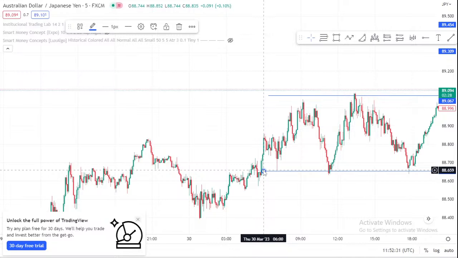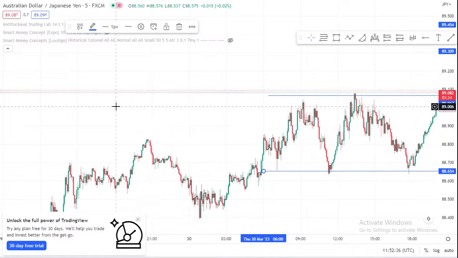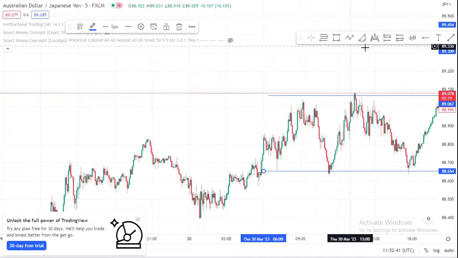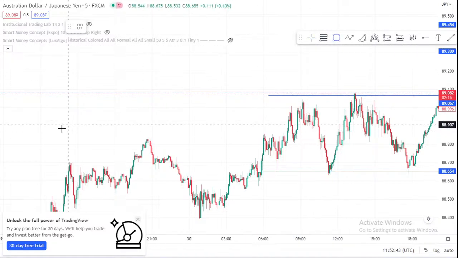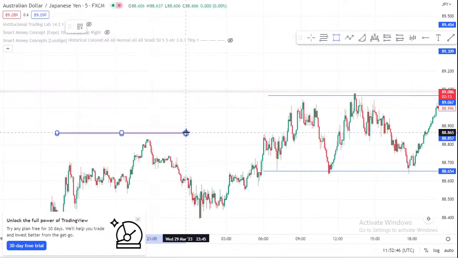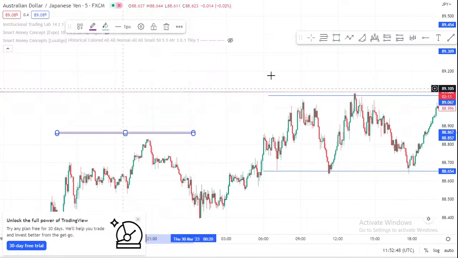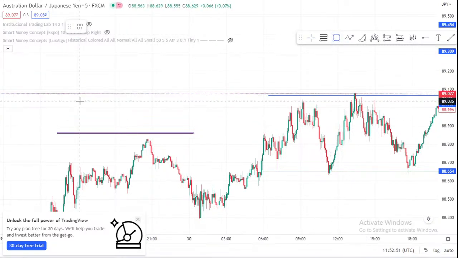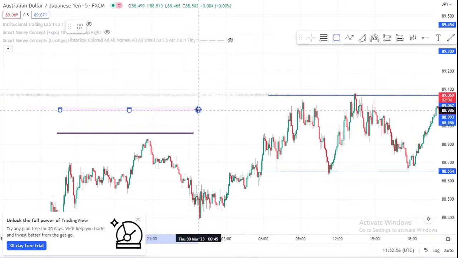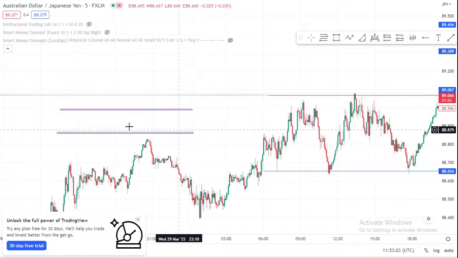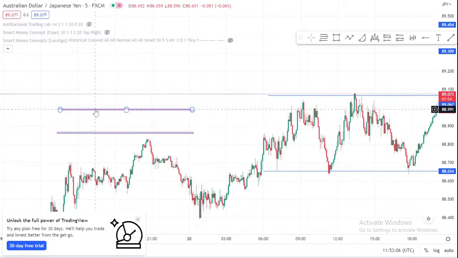So the more you pull these to the back, the more you'll find that these zones have been tested. Remember, the basic idea of support and resistance is that let's say we had this zone over here, these zones over here, demand and supply zone, or support and resistance. So let's say this was our demand zone, this was our supply zone.